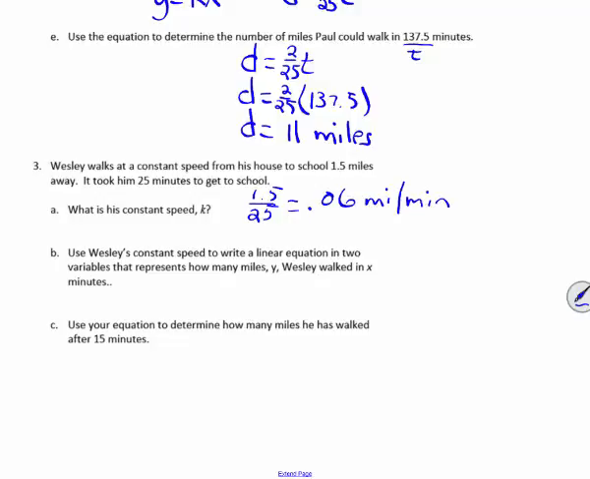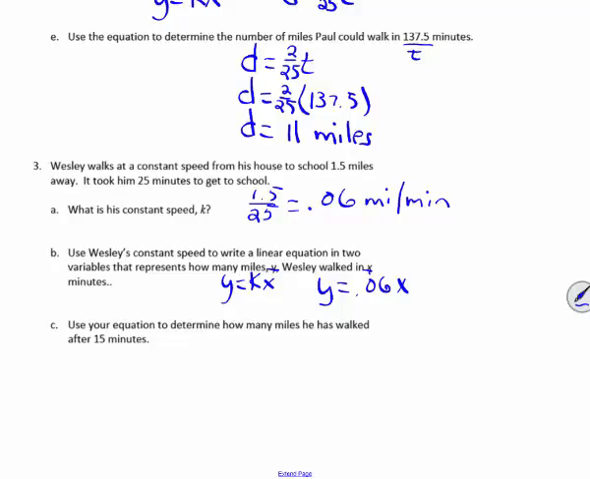You could keep it as a fraction. I did that in the first one. This one I'm turning into a decimal. Use Wesley's constant to write a linear equation. So again, our formula, y equals kx. This time they're telling me to use y and x. So we're going to have y equals 0.06x. We did all this last year.